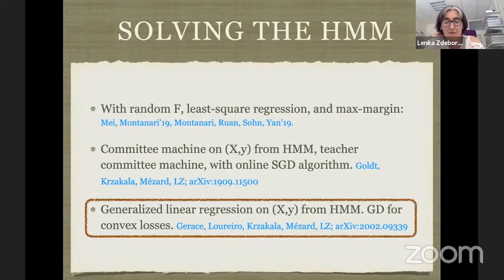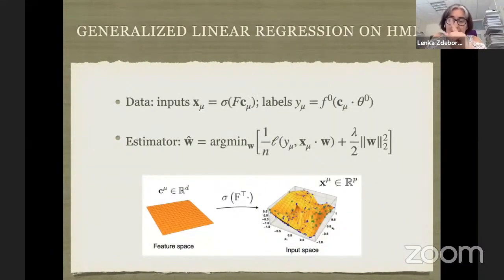Also ours, but I will focus here on this one where we solved the batch case, the generalized linear regression model. Tom Kulen was talking about generalized linear regression yesterday. So I will show you this case. So again, what's the setting here?